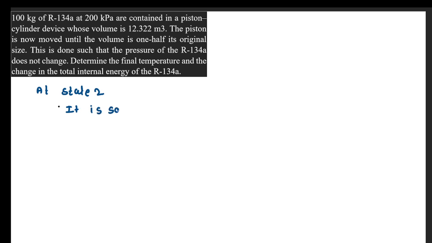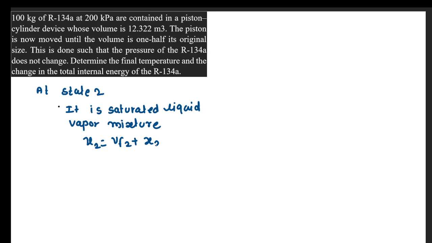It is a saturated liquid vapor mixture. So we need to find out the dryness fraction first. We can use the formula v2 is equal to vf2 plus x2 vfg2, where vfg2 is vg2 minus vf2. So x2 is equal to v2 minus vf2 divided by vg2 minus vf2.